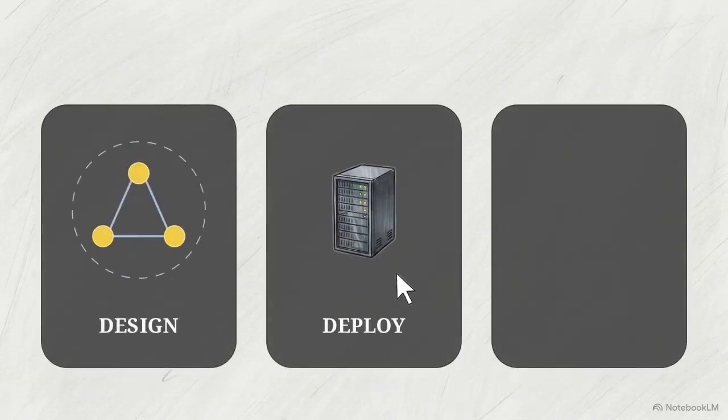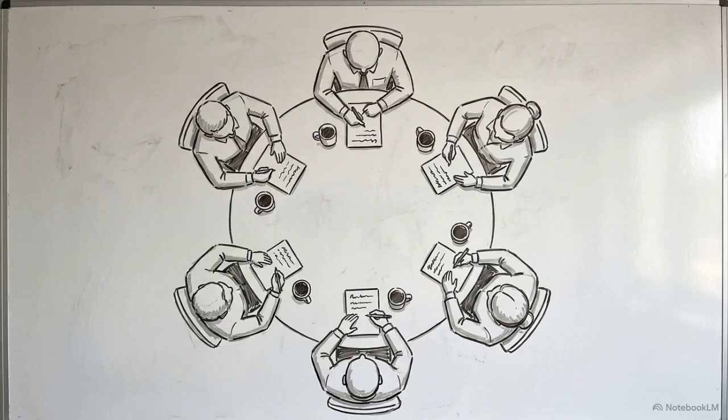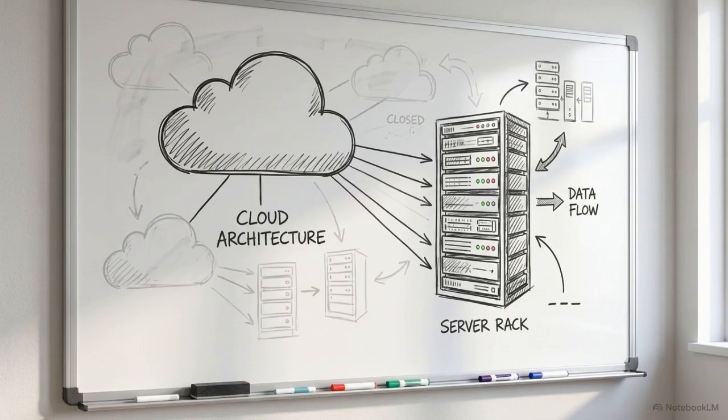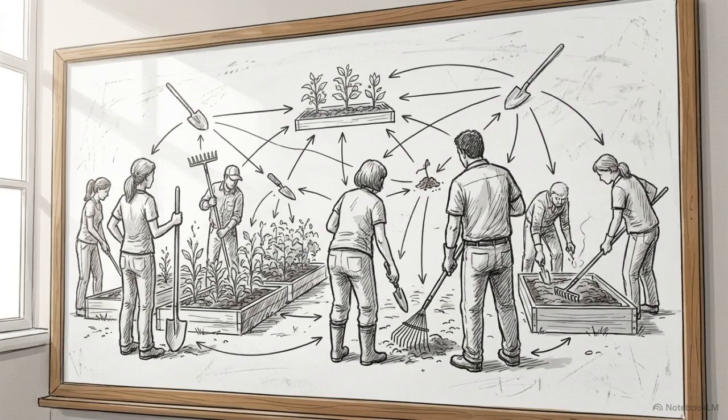In this tutorial, we will design, deploy, and configure a decentralized digital public square. To begin, you will need a core group of 3 to 5 local leaders, a whiteboard, and a basic cloud hosting account. Technology should serve human ecosystems. By rejecting standard engagement metrics, a community can engineer an environment that supports long-term cooperation.